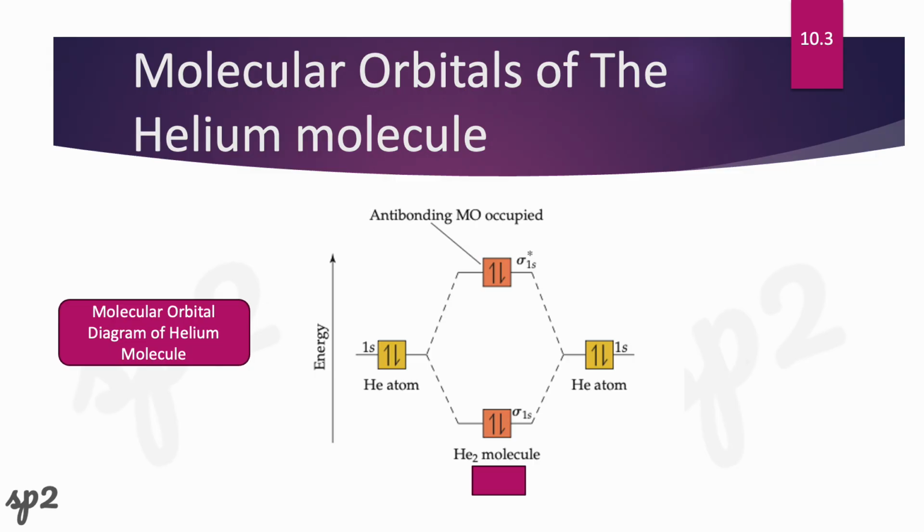You've got 2 in bonding and 2 in anti-bonding. If you look at your electron configuration, it's going to be sigma 1s, and there's the exponent of 2 because you have 2 electrons here. And then the same thing is for your sigma star, right? The anti-bonding. So this is going to be my electron configuration for helium molecule.